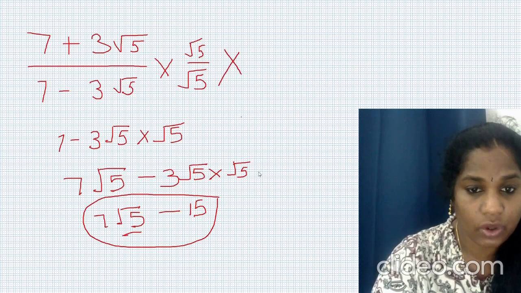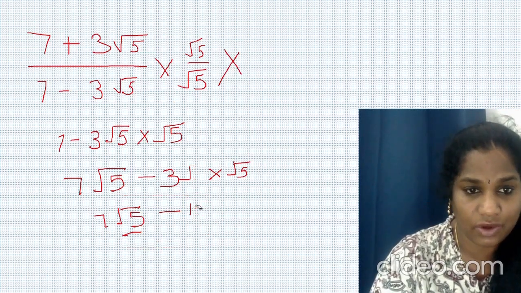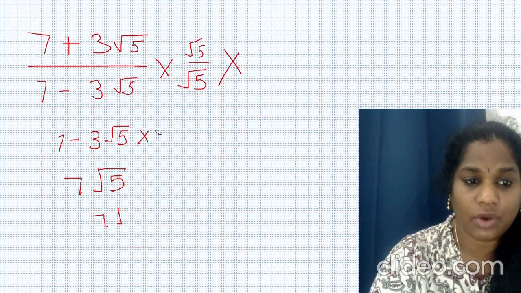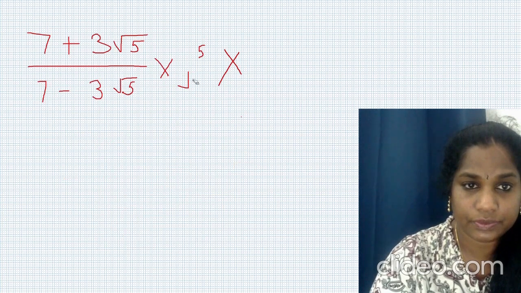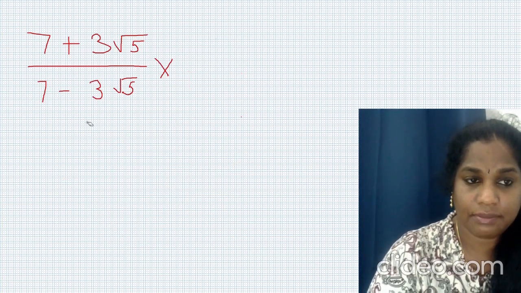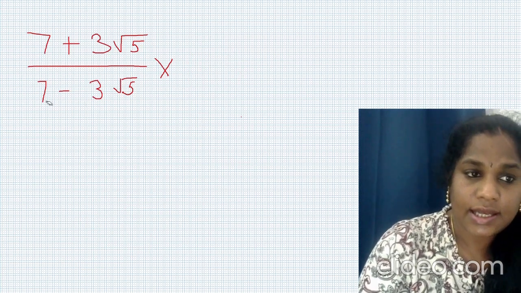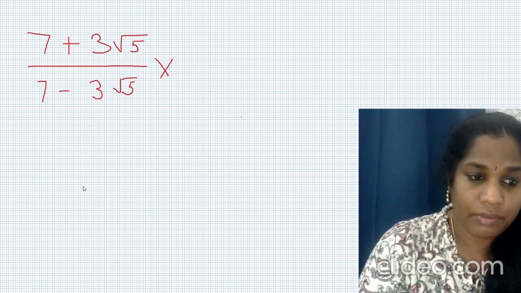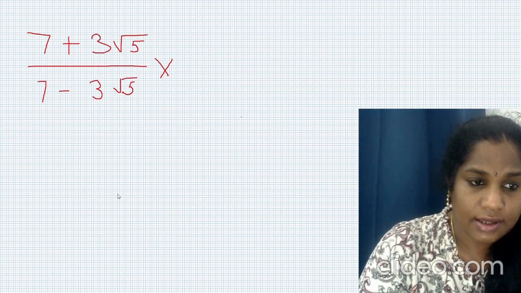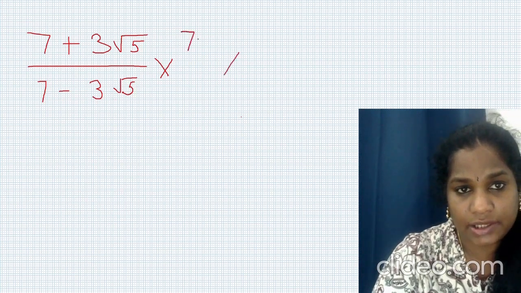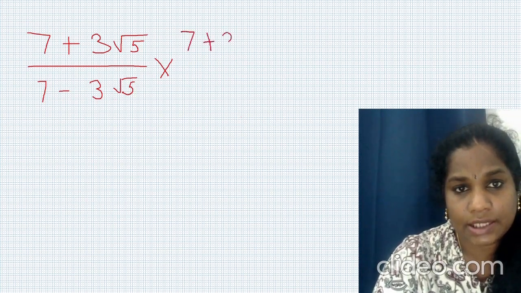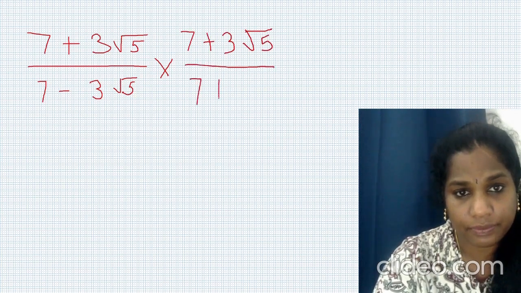Right? When we are not following anything, we should know why we will not follow. So you understood why we will not multiply it by only root 5. So what will we do? We will this time multiply it with the opposite. The denominator is 7 minus 3 root 5. I will multiply it with 7 plus 3 root 5. Can you tell me why we will multiply with 7 plus 3 root 5?